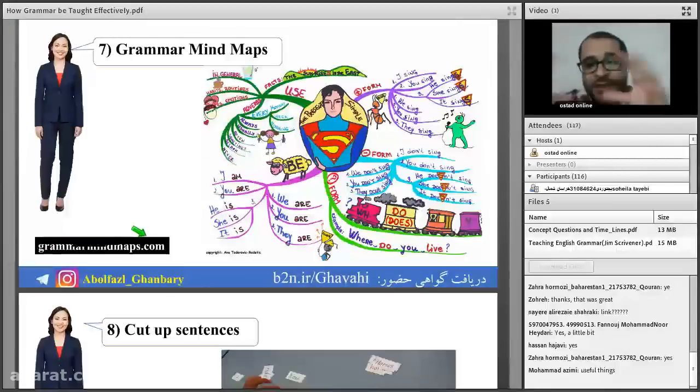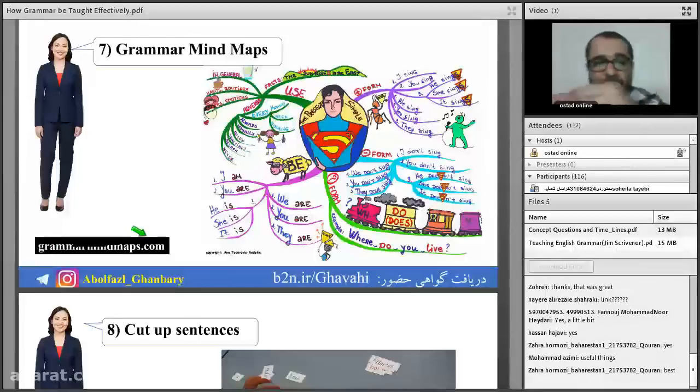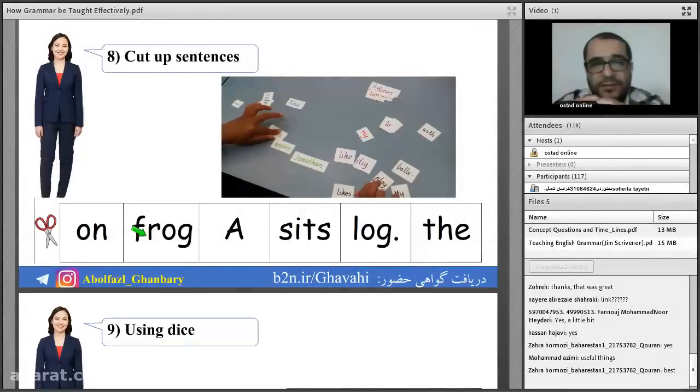And for getting these posters, you can go to this website, Grammar Mind Maps, and download different posters, different mind maps about different grammatical issues, grammatical rules.